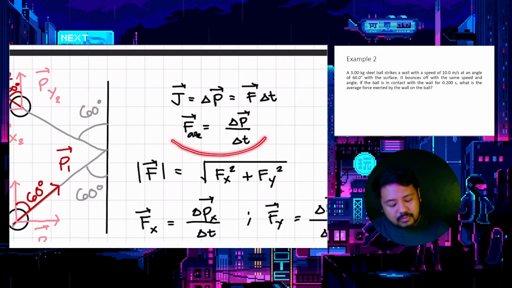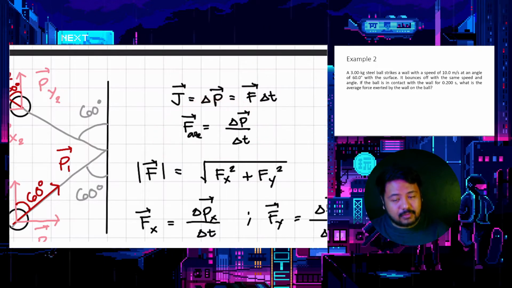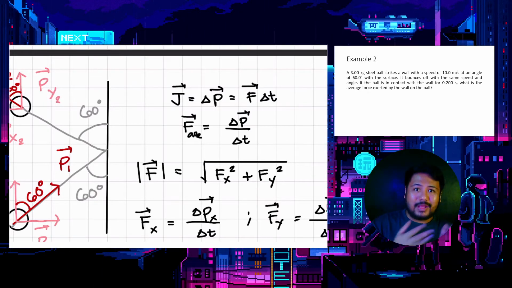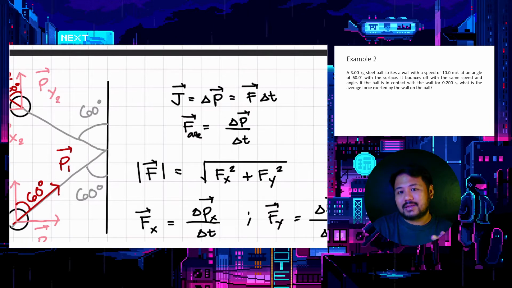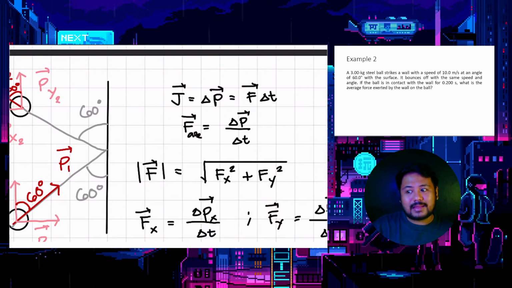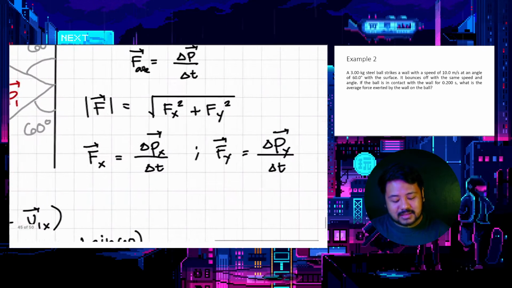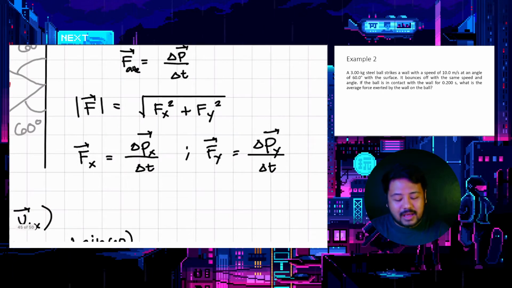So we could have this one. So average force now is just equal to the change in momentum over the change in time, or delta t. And for all we know also, momentum has x and y components, and so do our forces. So it is right for us to get the magnitude. So the magnitude of F is just equal to the square root of Fx squared plus Fy squared, wherein we have here Fx and Fy.